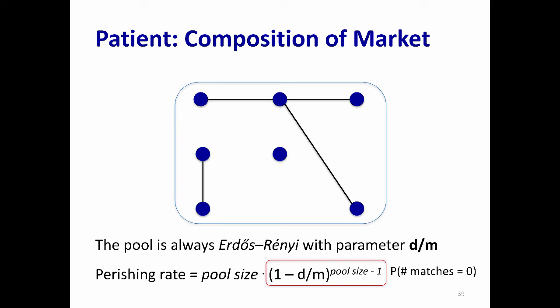So let's keep this in mind, that the perishing rate under the patient algorithm is equal to the pool size times (1 - d/m) to the power of pool size minus 1.